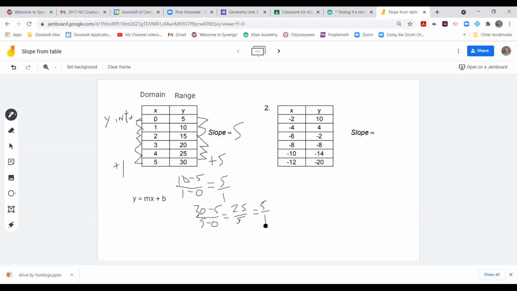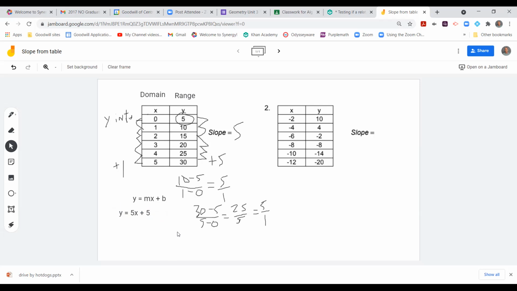Okay, so to write the equation that goes with this table, let's say, for instance, I recognize that I have the y-intercept. So I know that y is going to equal b. I just figured out the slope. So the equation is y equals 5x plus 5.